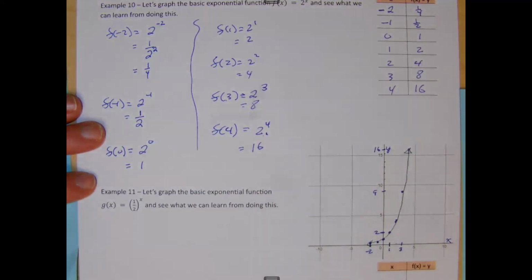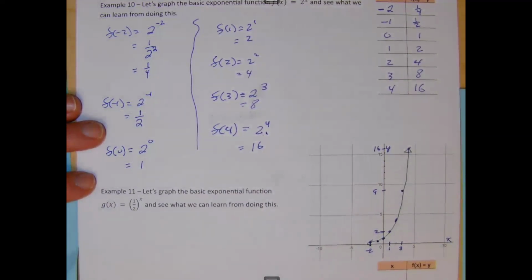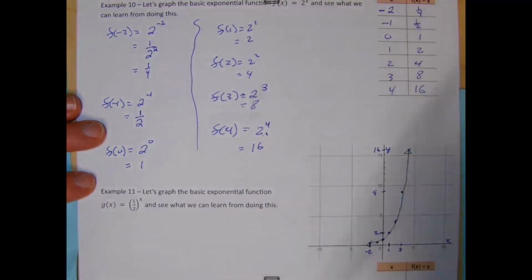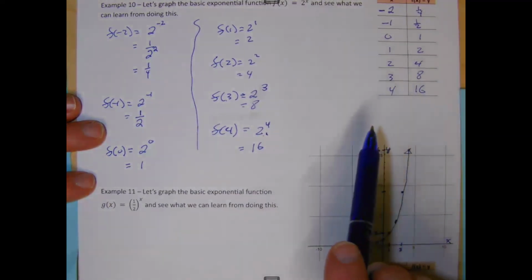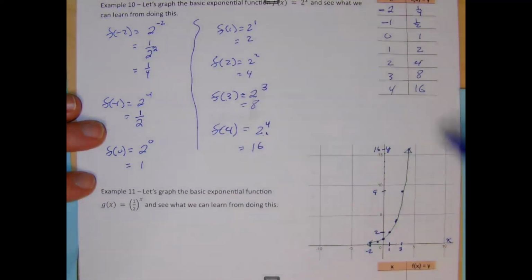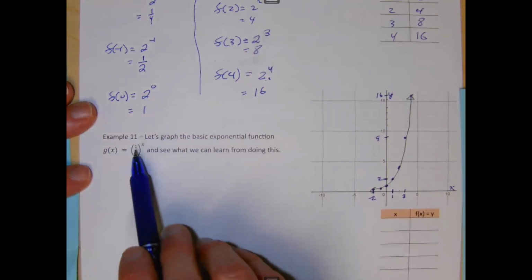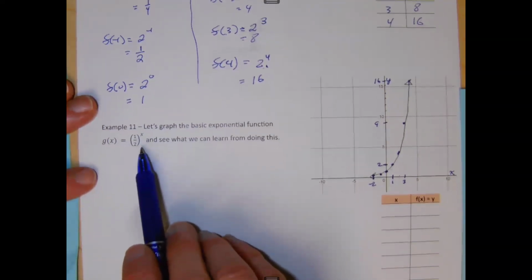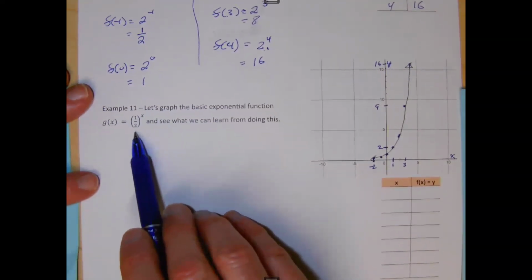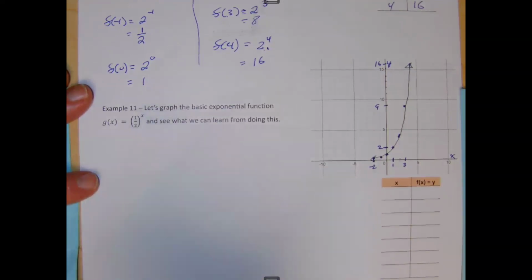Right? I haven't even made it out of 5 yet. I'm already climbing way up there. Thus, the phrase, it's increasing exponentially, meaning it's increasing fast. So what happens now? Let's look at the other scenario here, the reciprocal, 1/2.